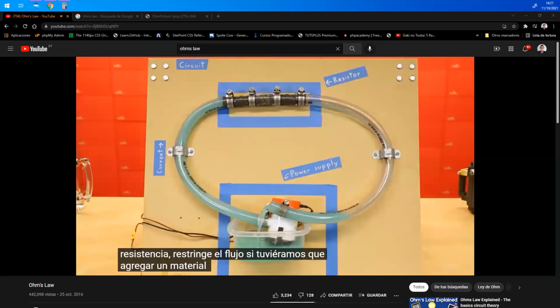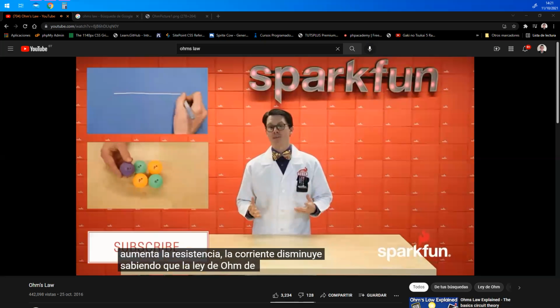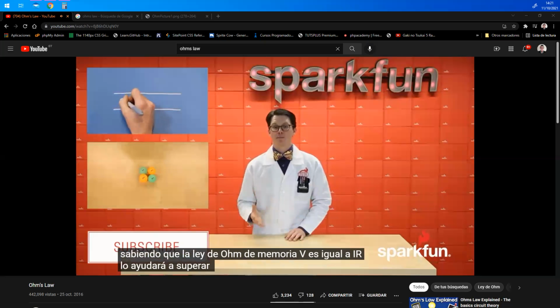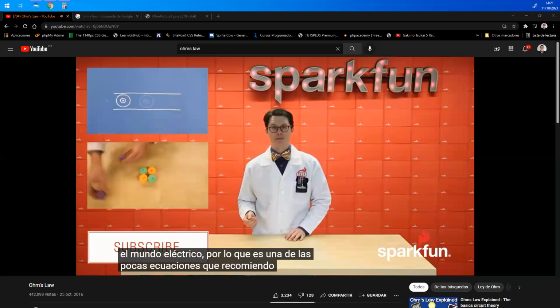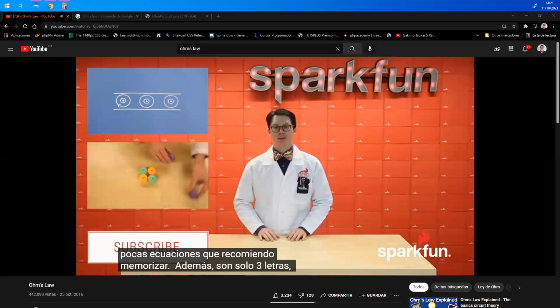Back to our water demo, we see that the steel wool, much like the resistor, restricts flow. If we were to add an even denser material like a sponge, the water flow would decrease even further. The same holds true in electronics. For a given voltage, as resistance increases, current decreases. Knowing Ohm's law by heart, V equals IR, will get you through many troubles in the electrical world, so it's one of the few equations I recommend committing to memory. Besides, it's only 3 letters.